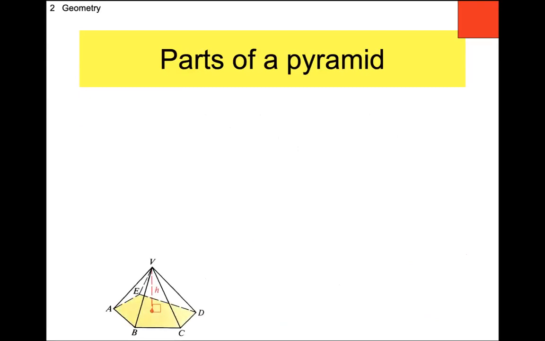Now, since the base is a polygon, it didn't say it's a square. It doesn't say a rectangle. It could be any polygon. Here's a pentagon right here. All right, so let's see. Major parts are number one, the base.